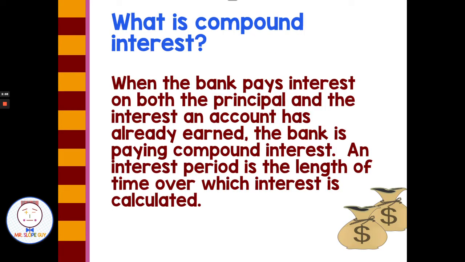Now, compound is a little bit more complicated, and compound interest is when the bank or any type of corporation pays, or an individual pays interest on both the principal and the interest on the account has already earned. The bank is paying compound interest. An interest period is the length of time over which interest is calculated. So simple interest, we get the interest at the end of the time period. Compound interest is going to pay interest on top of interest on top of interest, which makes it grow exponentially.